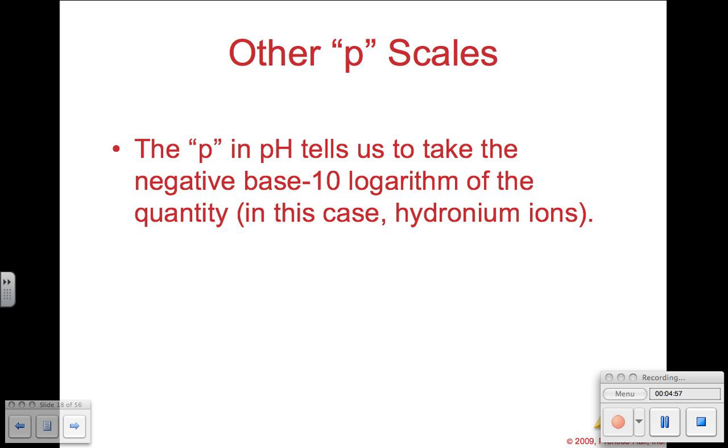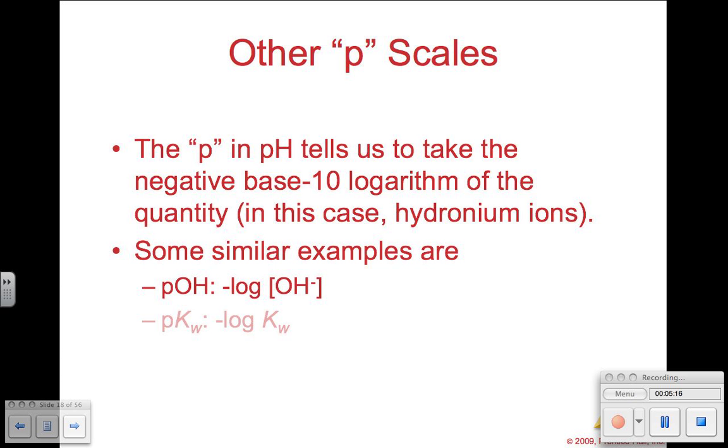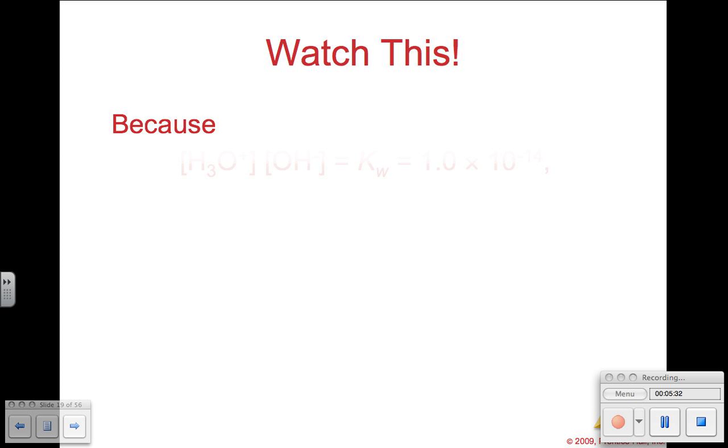All right, so the other P scale. The P in pH tells us to take the negative base 10 logarithm of the quantity. So for pH, we're taking the negative base 10 log of the hydronium ion. But we can do the same thing for other substances. We can take the negative base 10 log of the OH minus concentration, and this gives us what we call the pOH. Or we can take the negative log of the Kw and get the pKw.